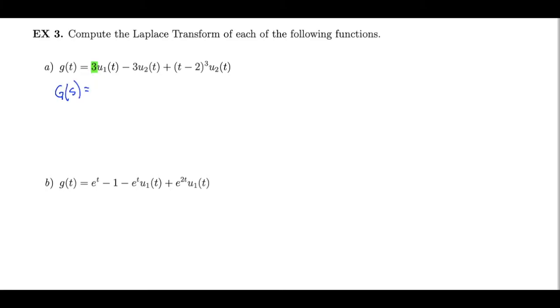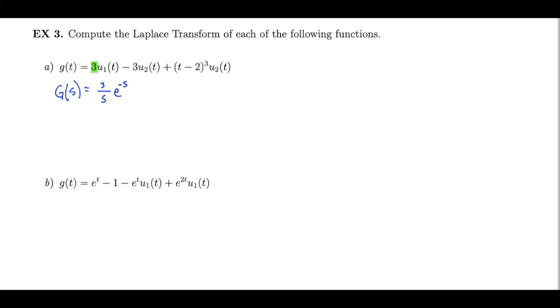So applying our previous result, when I transform 3, I get 3 over s. And then in order to accommodate this switch, I'll have to include e to the negative cs. C here is 1, so I'll just write that as e to the negative s. So that's not too bad.